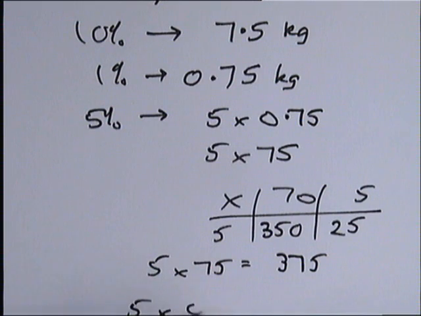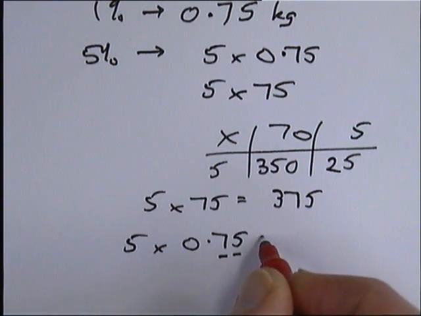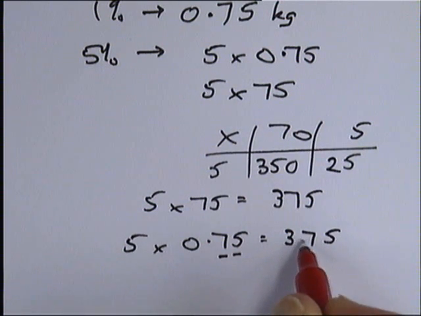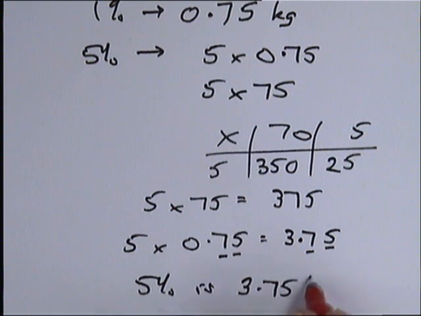I was trying to do, or wanted to do, 5 times by 0.75. Well, this sum has got 2 digits after the decimal point. So in my 375 number, 2 of those have to be after the decimal point, so my point must go in there. So I now know that 5% is 3.75 kilograms.